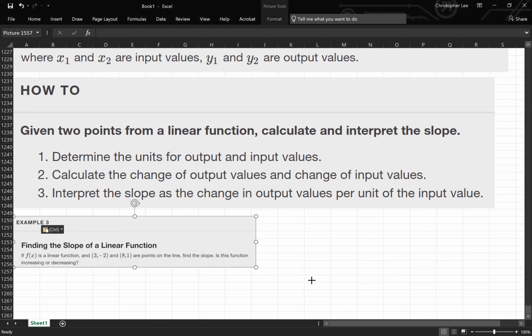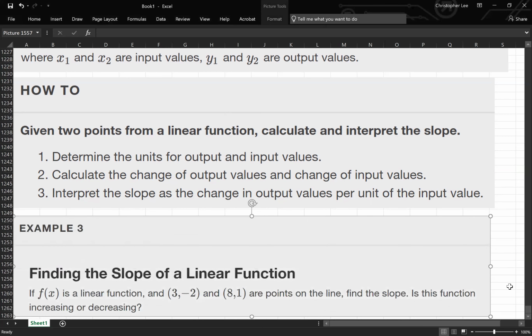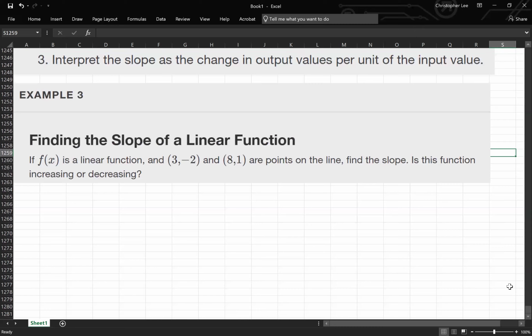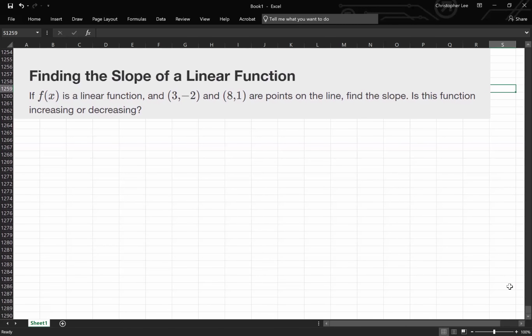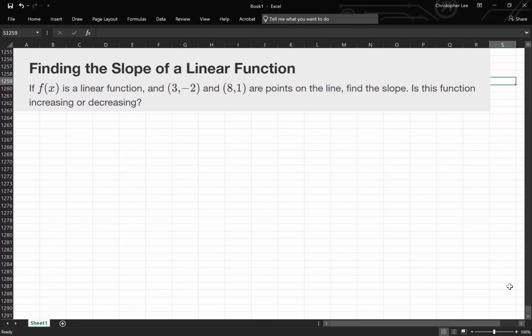Let's look at this example. So finding the slope of a linear function, right? If f of x is a linear function and we have 2 points, (3, -2) and (8, 1), are points on a line, find the slope and is this function increasing or decreasing? All right, let's check it out.